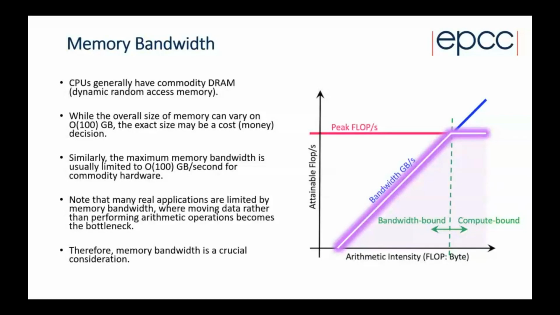The speeds of commercial RAM is around 100 gigabytes per second. Sorry, the overall size is around 100 gigabytes. The exact size that's provided in a particular system is really a driver of cost. RAM is very expensive these days, and therefore actually the cost of the RAM is a significant cost of your modern CPU node or your modern GPU node or your local laptop.